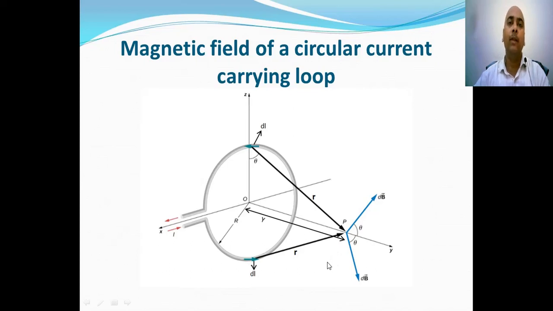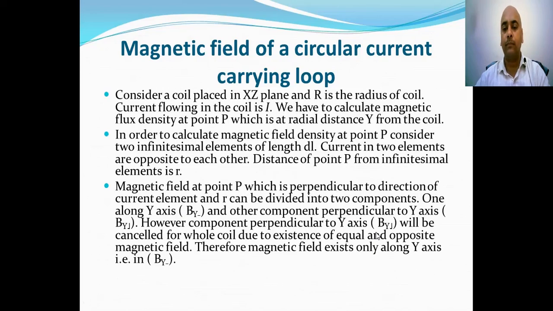However, the perpendicular components of the magnetic field due to the two elements are equal and opposite, so they will be cancelled. That is to say, for the entire coil, the magnetic field will exist only along the y-axis. The perpendicular component of the magnetic field will be cancelled due to equal and opposite magnitude.